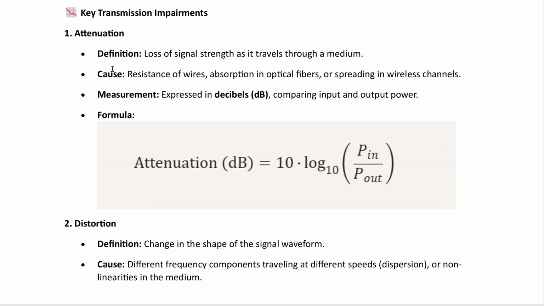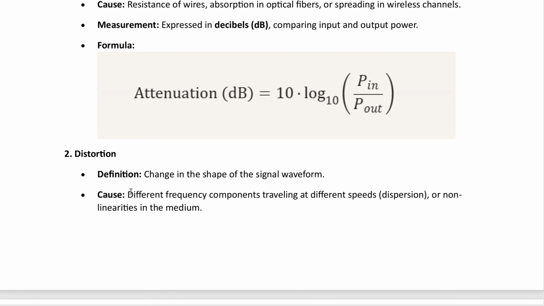So the first term is attenuation. The definition of attenuation is loss of signal strength. As I have earlier told you, that is the weakening of a signal. So attenuation is nothing but loss of signal strength as it travels through a medium. The cause of attenuation is the resistance of wires, absorption in optical fibers, or spreading in wireless channels. Attenuation can be measured in decibels, comparing input and output power. The formula for attenuation in decibel is 10 into log 10 of input power divided by output power.